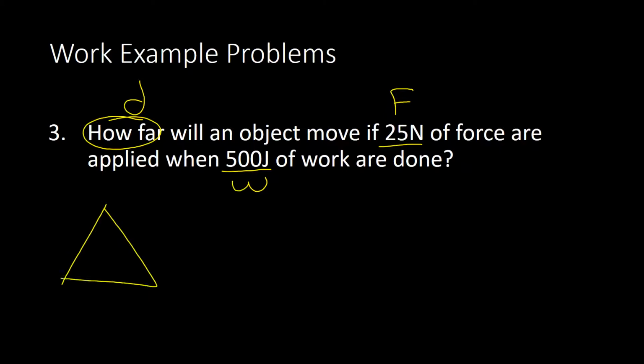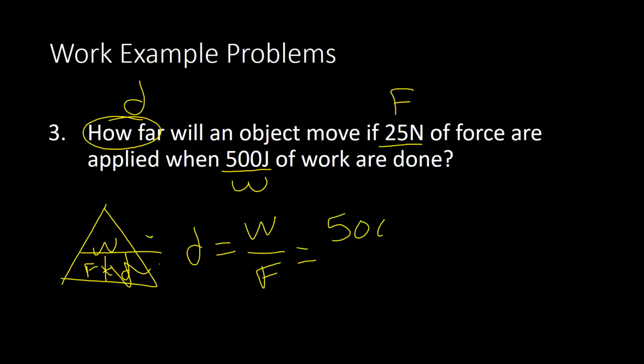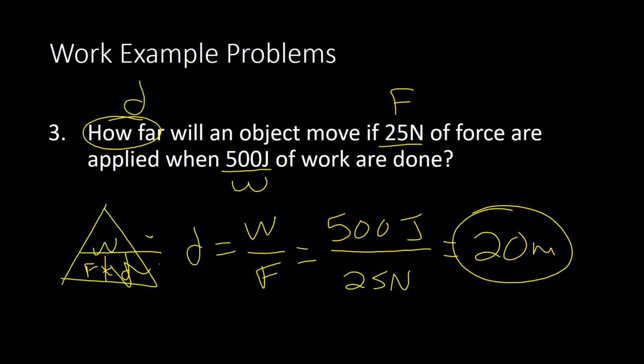So step 2, I'm going to need to write my formula. In order to do that, I'm going to create my triangle here so that I can figure out what my formula is going to be. So D equals W over F. So that's going to be 500 joules over 25 newtons. And if I type that into the calculator, 500 divided by 25 gives me 20 meters. So 20 meters is the distance that this object is going to move.